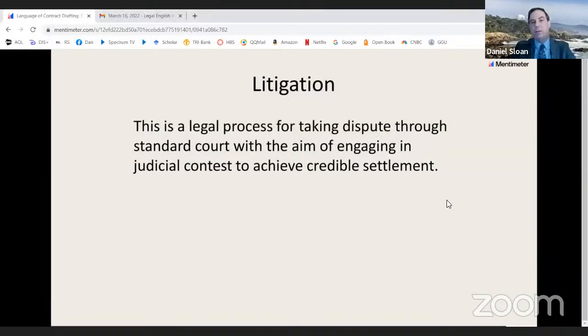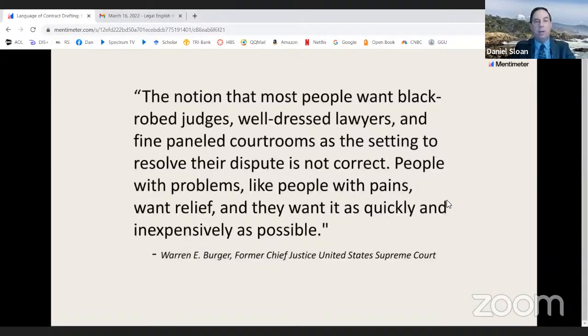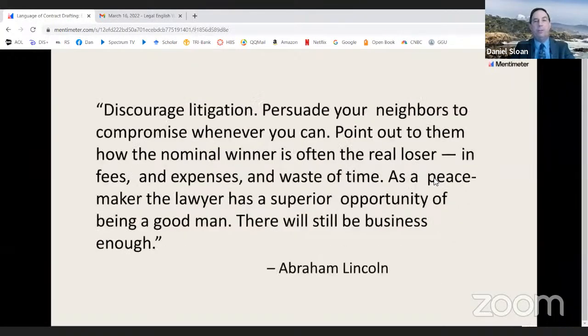Litigation is kind of our last topic, which I think most of your audience is probably pretty familiar with, litigation and the cost that's involved. That's our last slide there anyway. We're real close to it. Abraham Lincoln discouraged litigation. He was an attorney himself, if you recall.